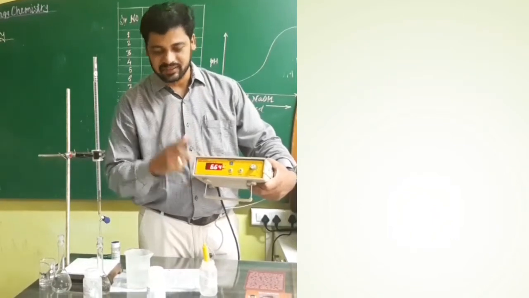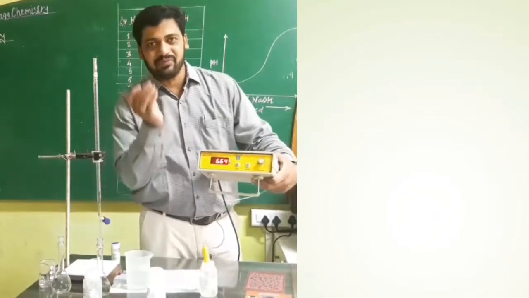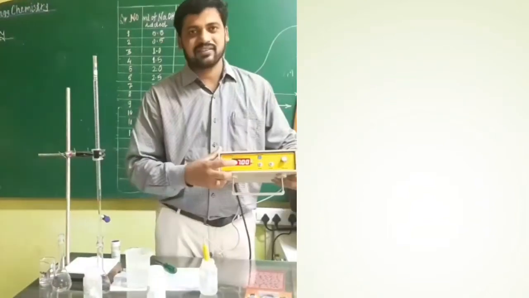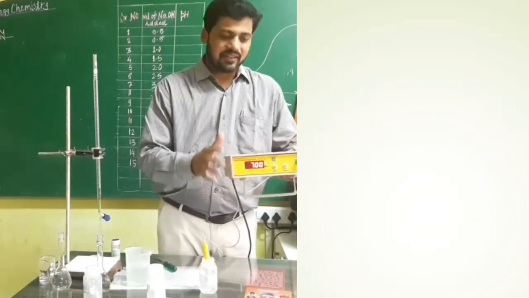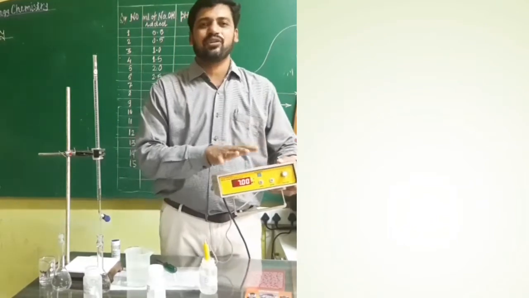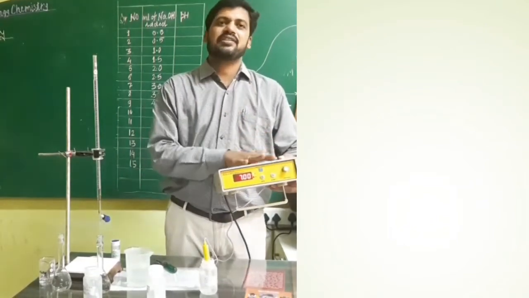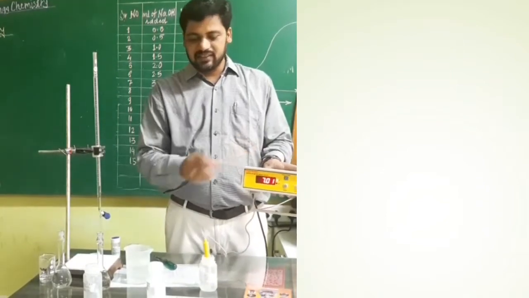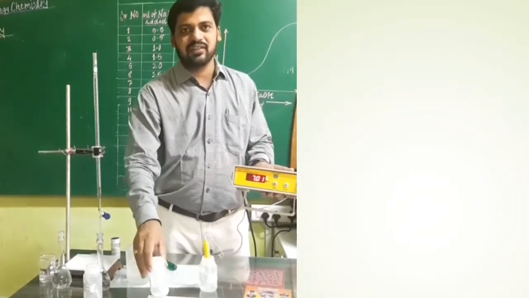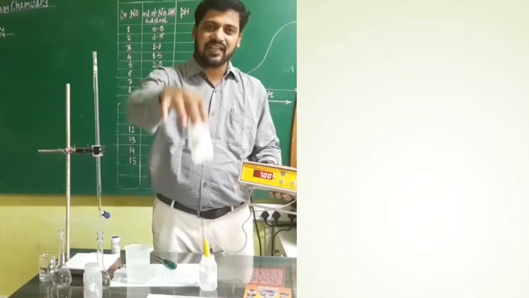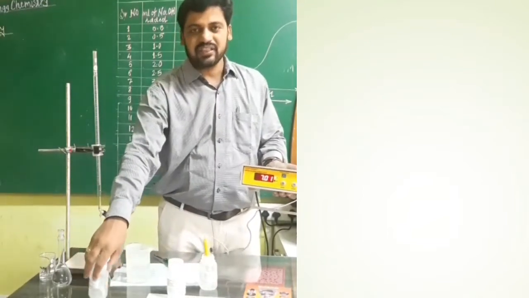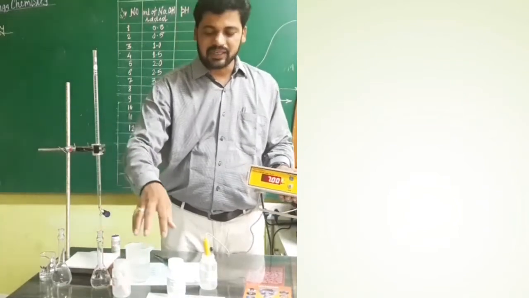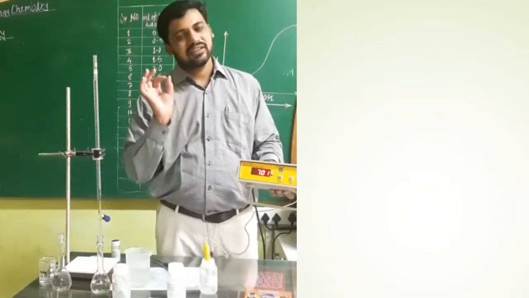If it is not 7, we have to adjust it with the help of this screwdriver until the value is 7. You can notice it is 7. That means this instrument is now calibrated, this pH meter is now standardized. Likewise, you can standardize this pH meter with the pH 4 buffer tablet and the pH 9.2 buffer tablet.